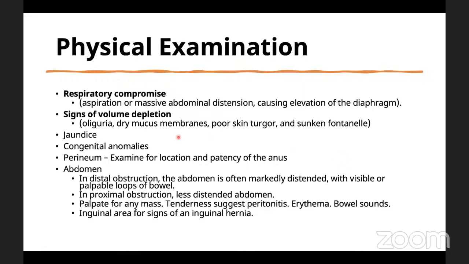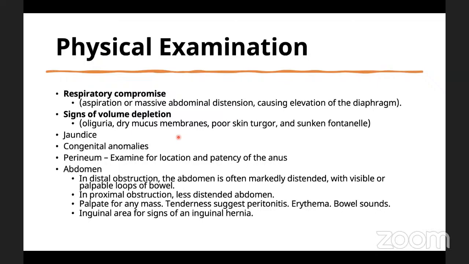Look for jaundice, especially direct jaundice on the lab investigation. Look for associated congenital anomalies, and also examine the perineum to look whether the anus is patent or not. Very important examination, not to miss in any newborn.